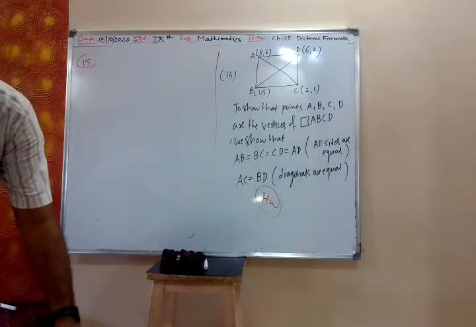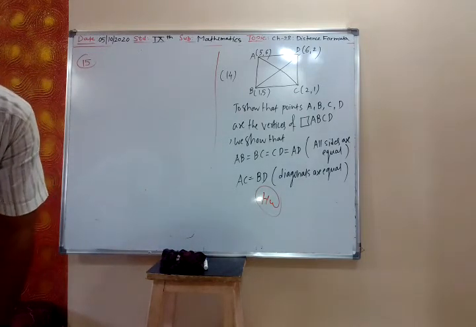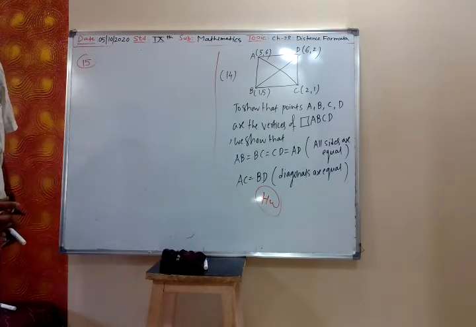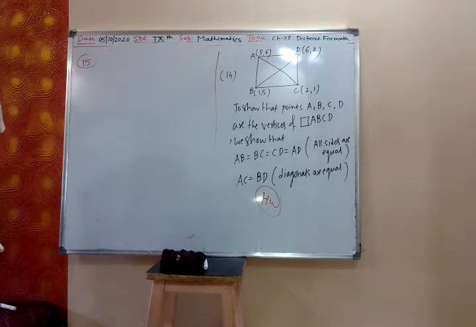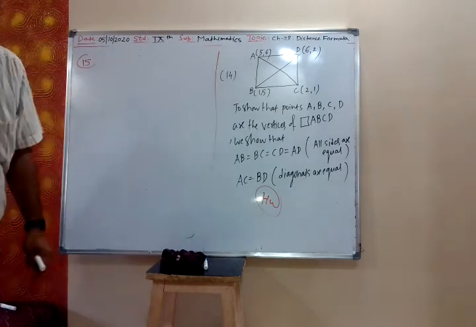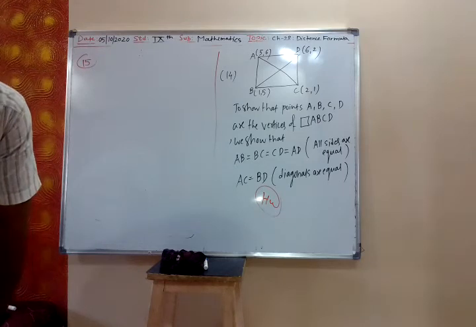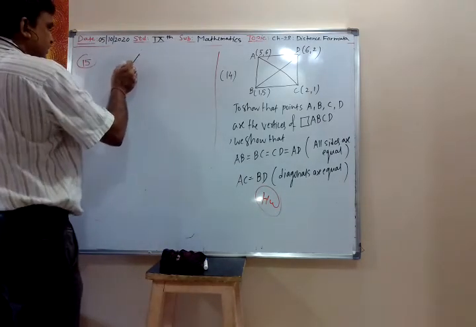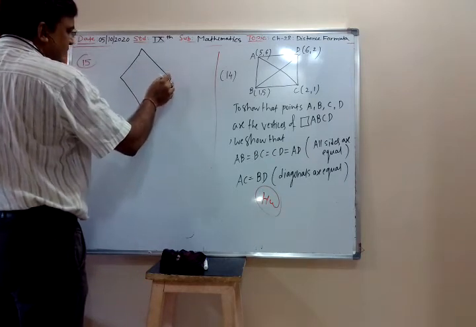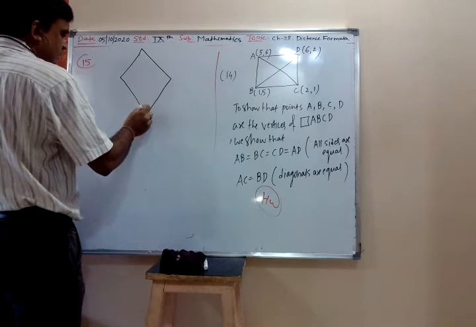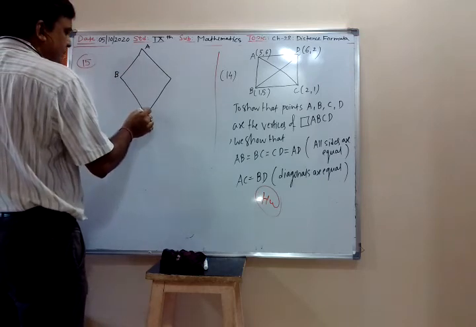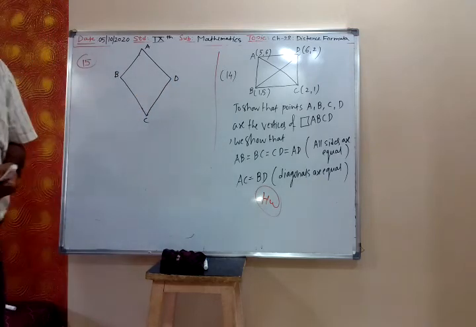So first, show that the points are the vertices of rhombus. So you have to find AB, BC, AC. Find AB. How many points are given? AB is equal to BC. They are the vertices of rhombus. So A, B, C, D.